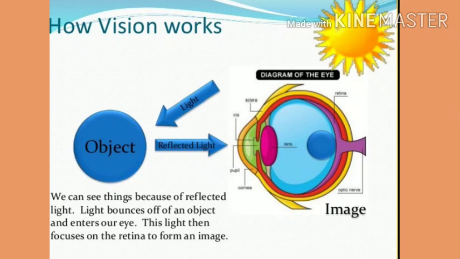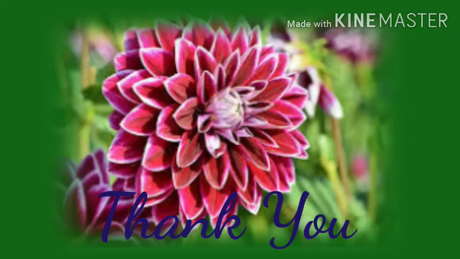How vision works. We can see things because of reflected light. Light bounces off an object and enters our eye. This light then focuses on the retina to form an image.